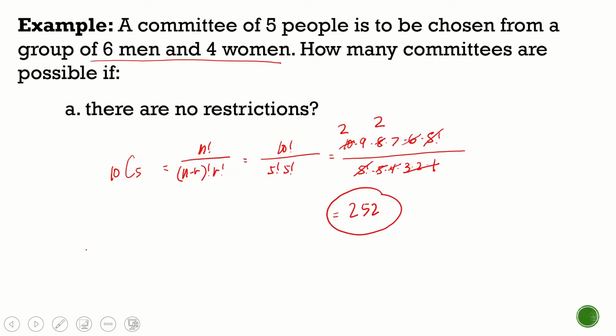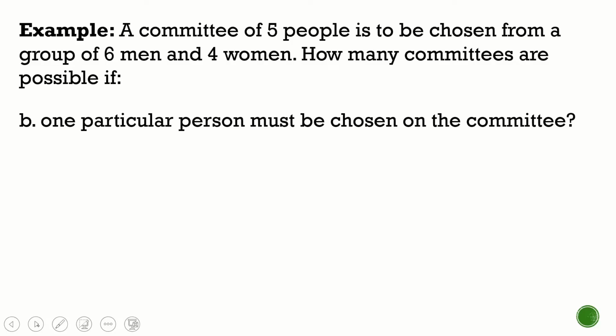All right. Let's go to the second condition. The second condition is one particular person must be chosen on the committee. So we have 5 people, but one of those 10, we don't know if it's a man or a woman. It doesn't matter. What we know is out of those 10, one should already be part of the committee. So 10 minus 1 is 9. There will be only 9 possible options. But since one particular person must already be chosen, we will only choose 4, not 5 anymore.